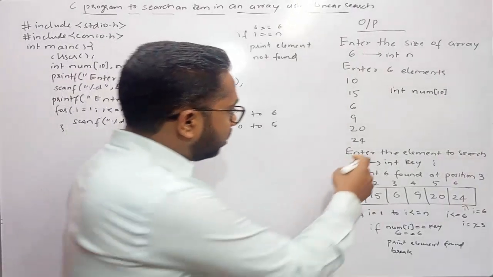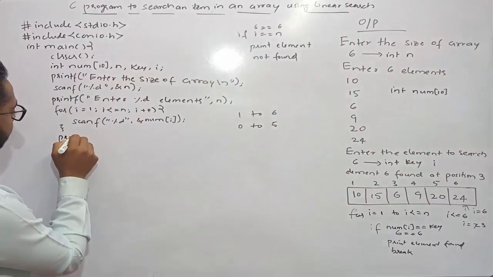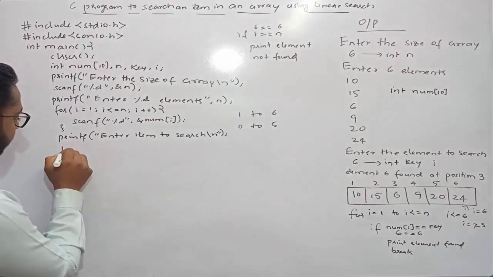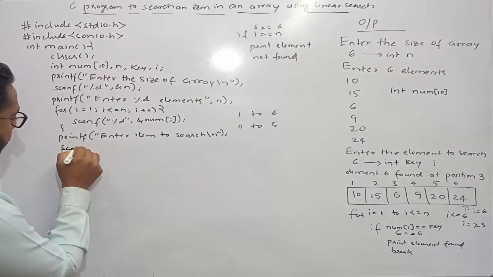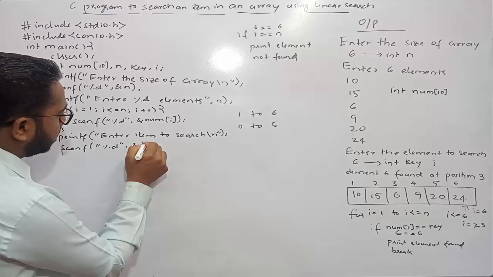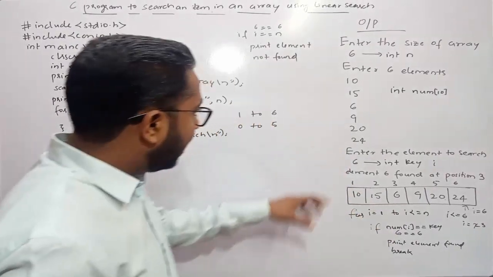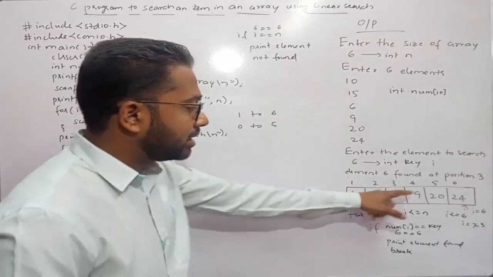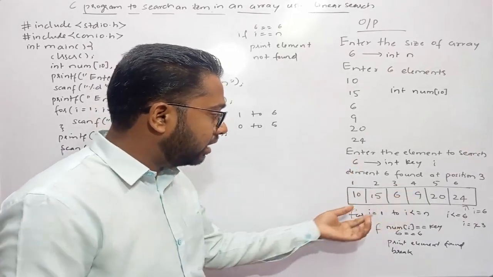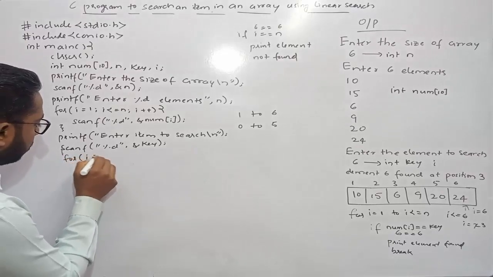Now I need to ask the user to enter the searching key using the printf. Then the user will enter this value 6. Scanf %d, ampersand key. Now I need to start searching. At this time these numbers get stored inside the array. Now one by one I need to start searching the searching key in each and every location of this array using the for loop. For i, I will start the for loop with 1.